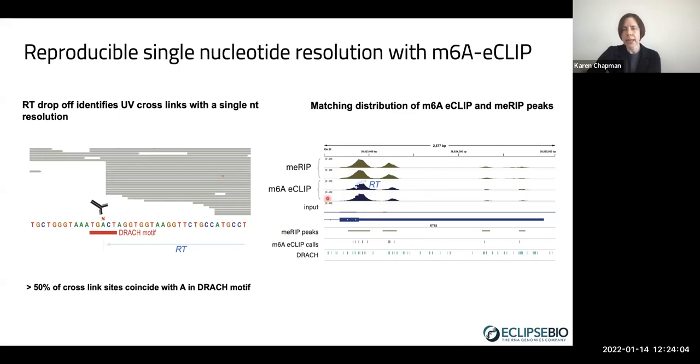Whereas the M6A eCLIP, this might be a little hard to see, but you see these little cliffs here, and those are called by the algorithm as single nucleotide resolution M6A calls. And so that's this track down here. And shown here is the DRACH motif, which is actually relatively common. But transcriptome-wide, greater than 50% of these mapped cross-link sites tend to be in the adenosine of the DRACH motif.